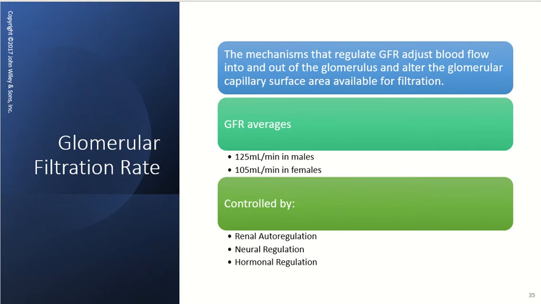So the mechanism that regulates our glomerular filtration rate is going to adjust blood flow into and out of the glomerulus, and it's going to alter the glomerular capillary surface area that's available for filtration. The glomerular filtration rate is going to be on average about 125 mL per minute in males and 105 mL per minute in females. And it's controlled by three primary things: renal autoregulation, neural regulation, and hormone regulation. We're going to discuss each of these coming up.